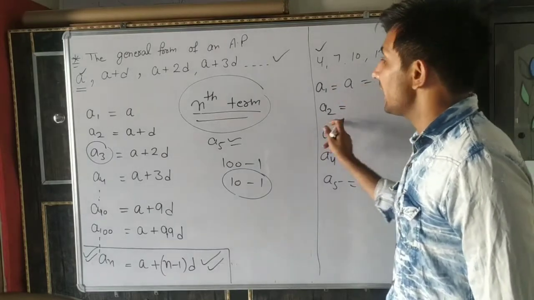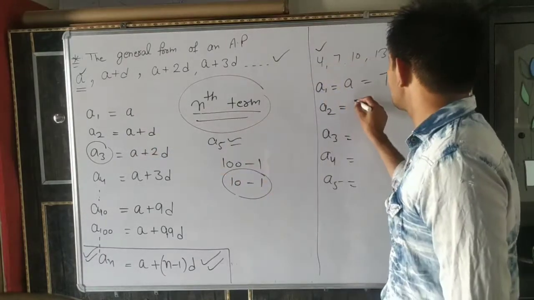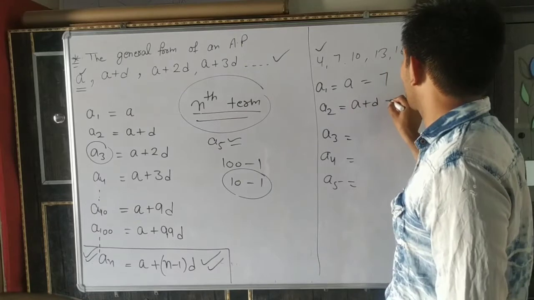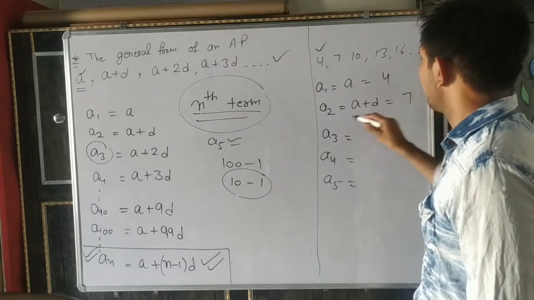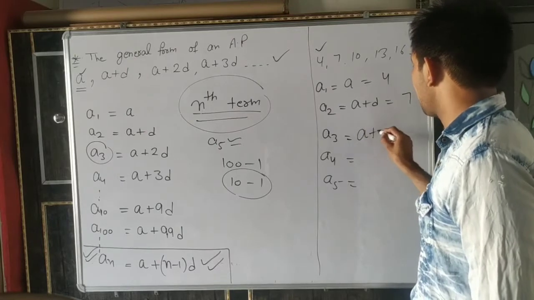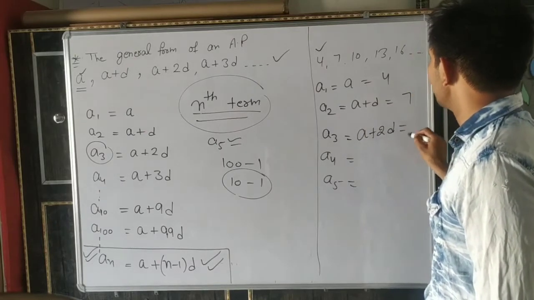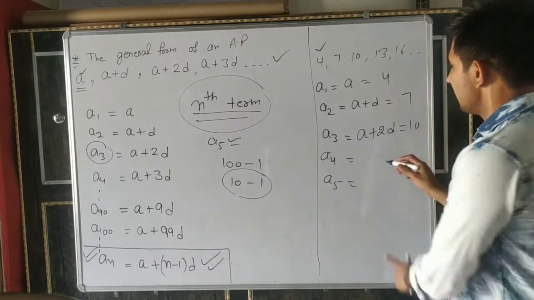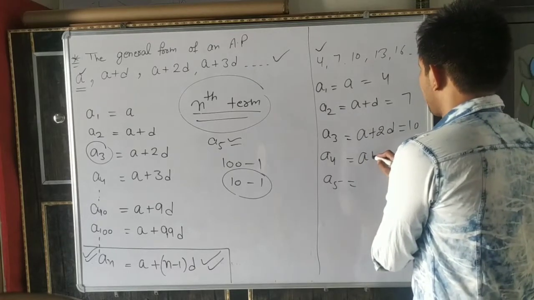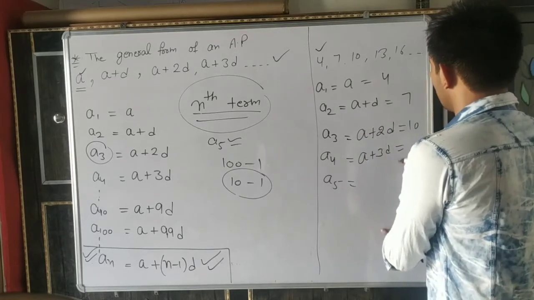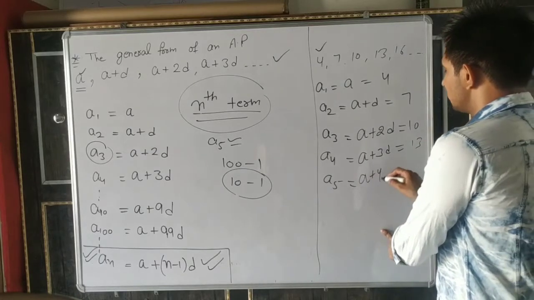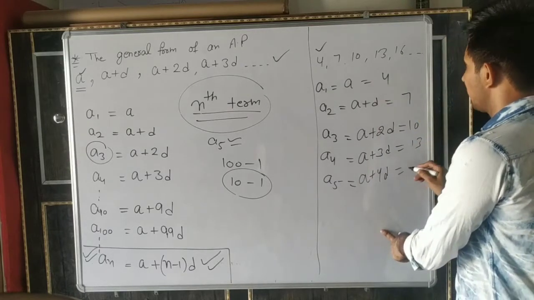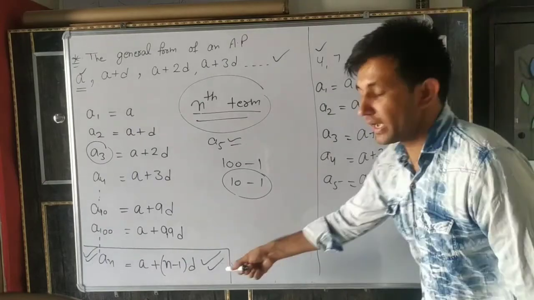A2 means A plus D. The second term we will always find as A plus D, which is 4. The third term is 7, A plus 2D, equal to 10. Next is A4, always A plus 3D, equal to 13. We will use this one. A plus 4D equal to 16. It is very important here.